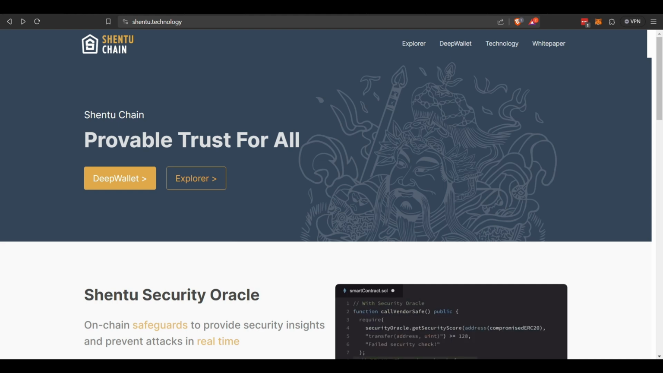Today we're going to be reviewing Shentu Chain. This project's purpose is to be the guardian of the blockchains that raises standards of security in crypto. We're going to come back here in a second.